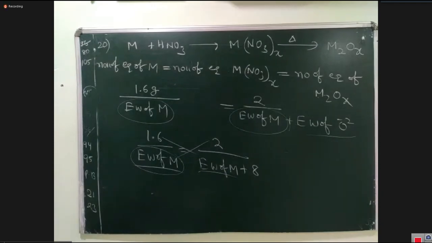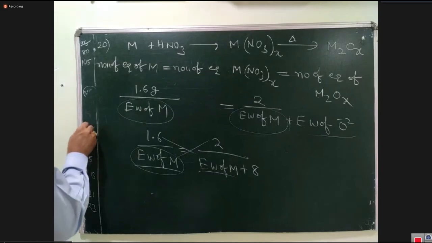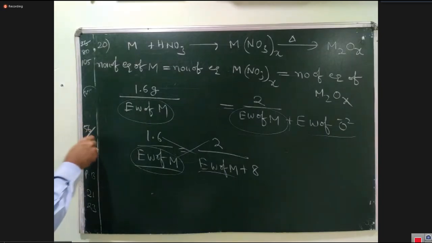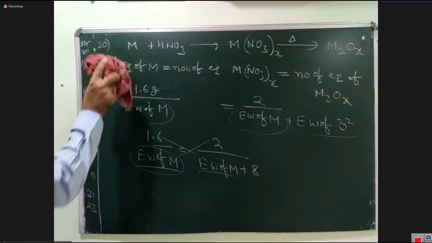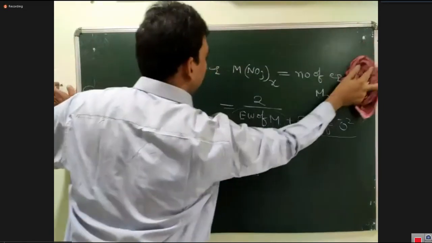Okay, so worked-out example 20 is now completed. Now we have to move on to page number 56, questions 94 and 95, and the practice book. Four more questions are left in the given list of questions as of now.